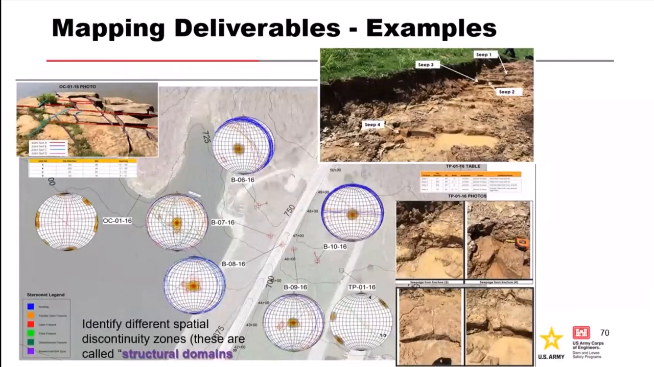This is an example of a field rock mechanics mapping program where outcrops, some test pits, and other exposures were mapped. So they got spacing, they got discontinuity orientations, got openness, and got all the rock mechanics features described at each of these locations, and then all of it's plotted on a stereonet. So really you can start to see how this all ties into perhaps a seepage or an internal erosion type failure mode.